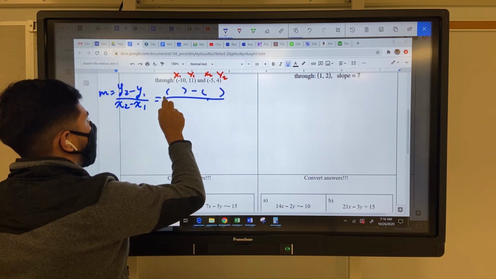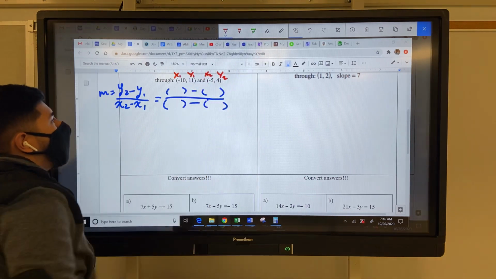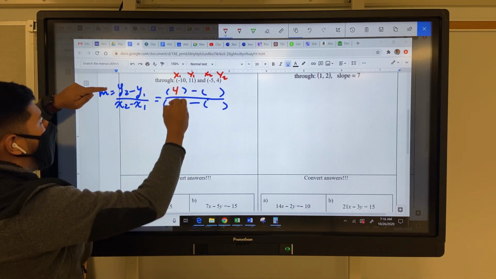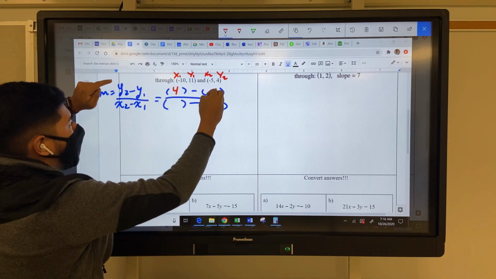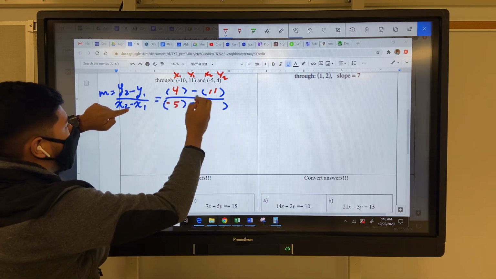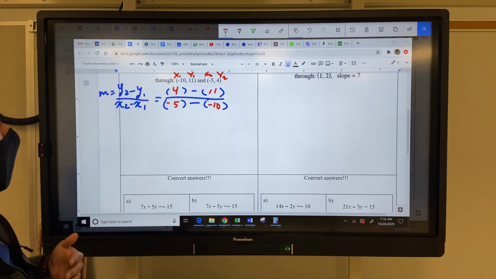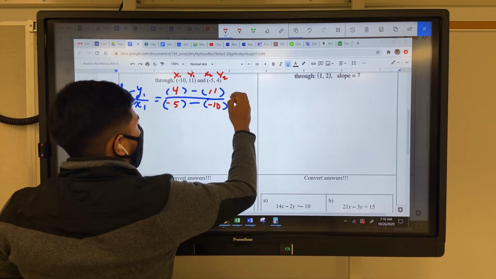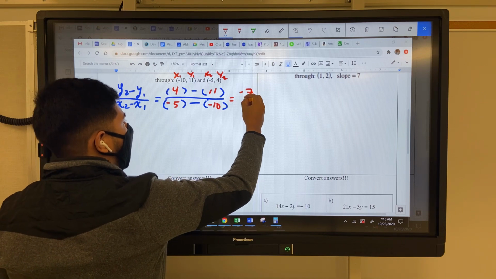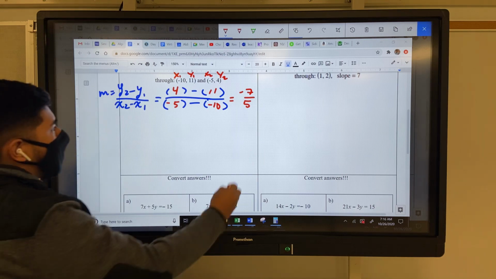Parentheses minus parentheses, parentheses minus parentheses. Put it in the good stuff, starting with y2. y2 is 4, minus y1, 11. x2 is negative 5, x1 is negative 10. And then use your calculator. If you use your calculator carefully, you do get negative 7 over 5. And that's my slope.